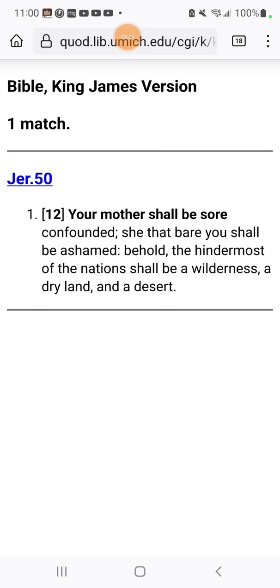Jeremiah 50:12, it says, your mother shall be sore confounded. She that bare you shall be ashamed. Behold, the hindermost of the nations shall be a wilderness, a dry land in a desert. All right? So this is what we talk about. This is the time period that we're living in. To prophesy the end of this kingdom, of this world, of this age. This is what we prophesy about. This is what is prevalent right now.